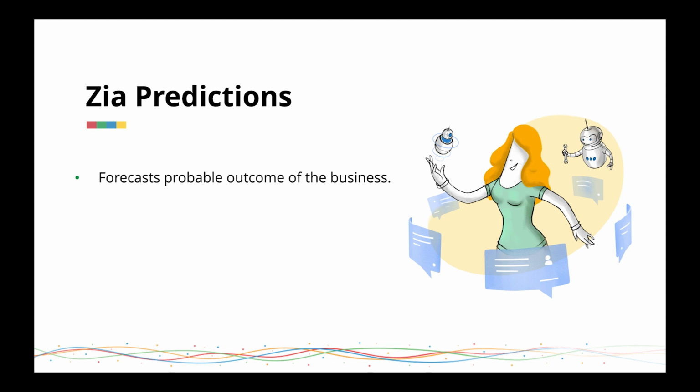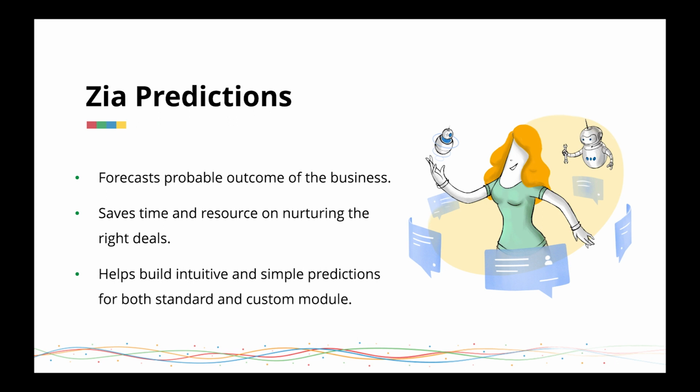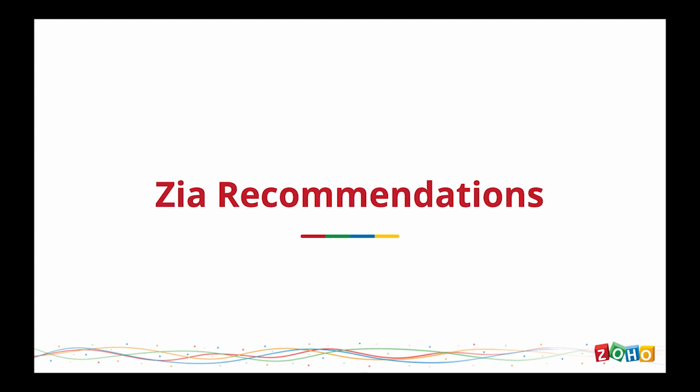Some of the parameters that help Zia predict are listed here. Growth forecast by year, likelihood of winning or losing a deal. Fret not, if Zia suggests a low score, it only means that you need to put a lot more effort to turn things around.